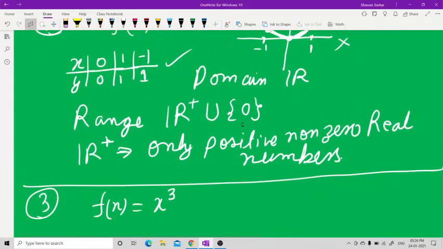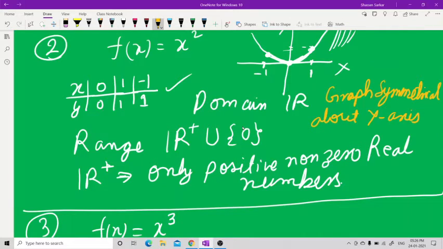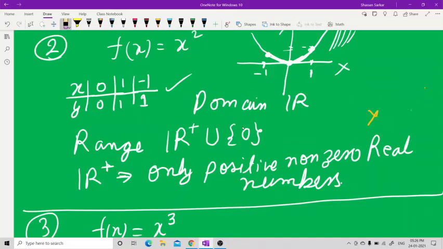Let's write this down. Graph symmetrical about y-axis.